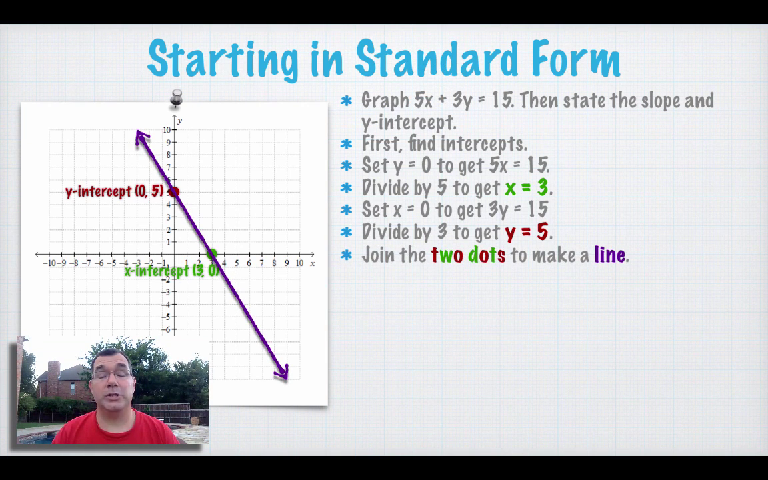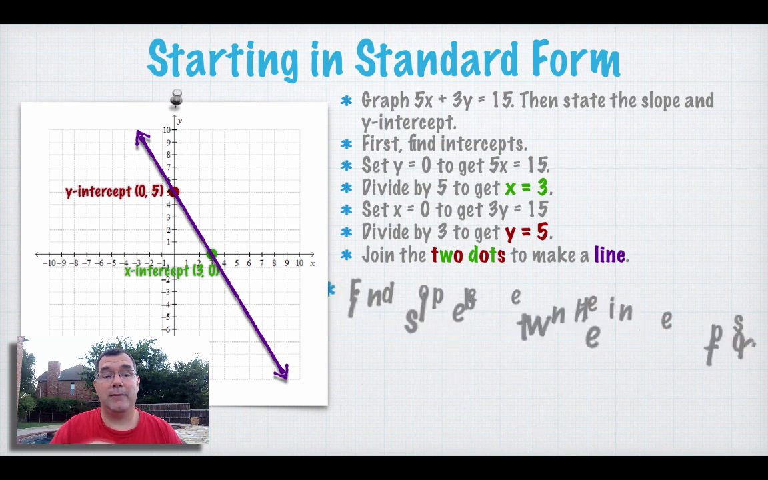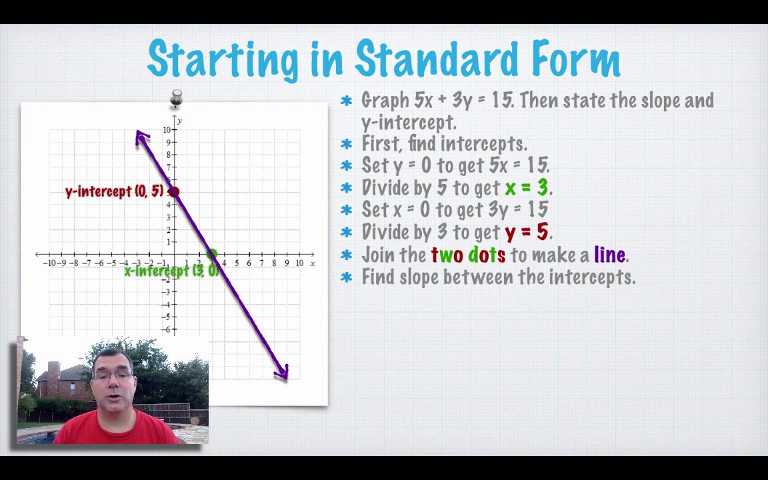Okay, now if I wanted to know the slope of that line and the y-intercept of that line, I've got to do a little bit of work. So I know that the y-intercept is 5 because I have just found that, and you can see that it crosses the y-axis at 5. But I still don't know the slope. So what I'm going to do is look at the 2 dots that I've created and figure out what the slope is between those 2 points. Figure out how far I would have to rise to get from one point to the next, and how far I would have to run to get from one point to the next.